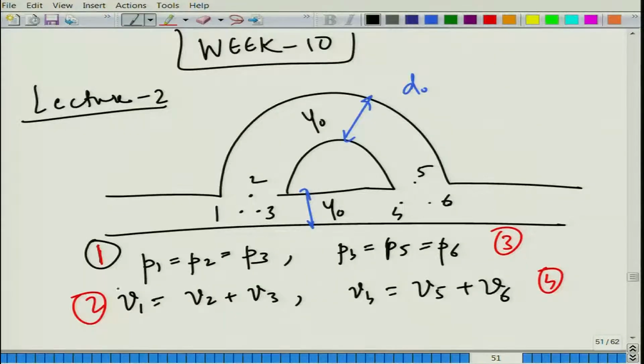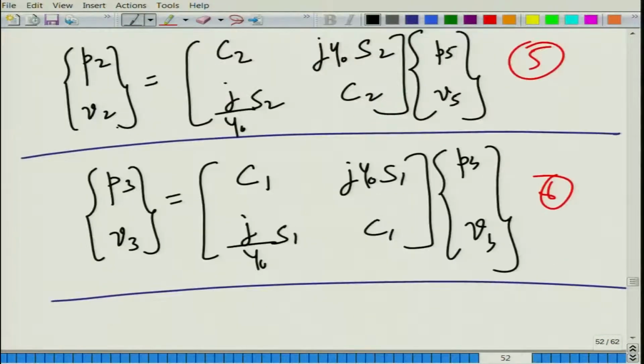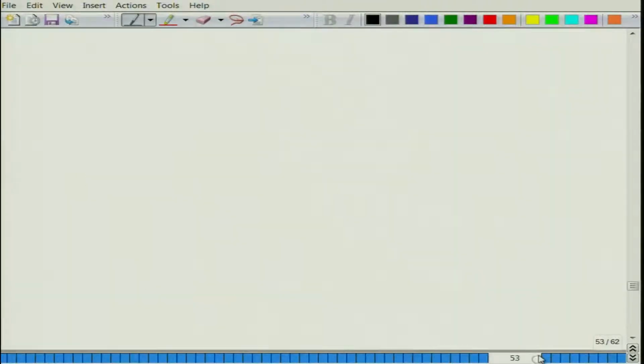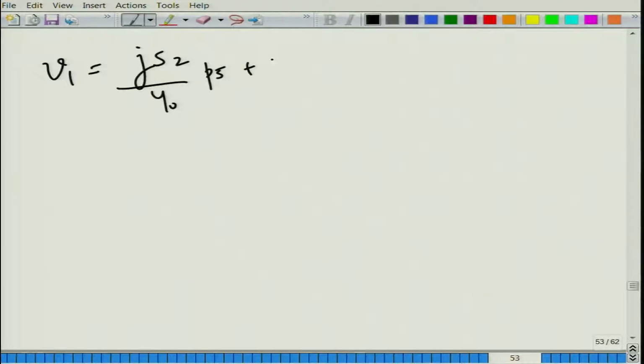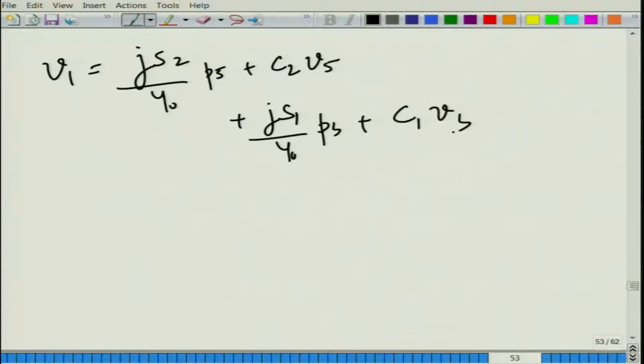Now, first let us see V1 is equal to V2 plus V3. So, from this we can get V2 in terms of P5 V5 and V3 in terms of P4 V4. So, we can straight away write V1 is equal to what? j S2 Y naught into P5 plus C2 into V5, plus j S1 Y naught into P4 plus C1 into V4. Okay. So, we have this sort of a thing.